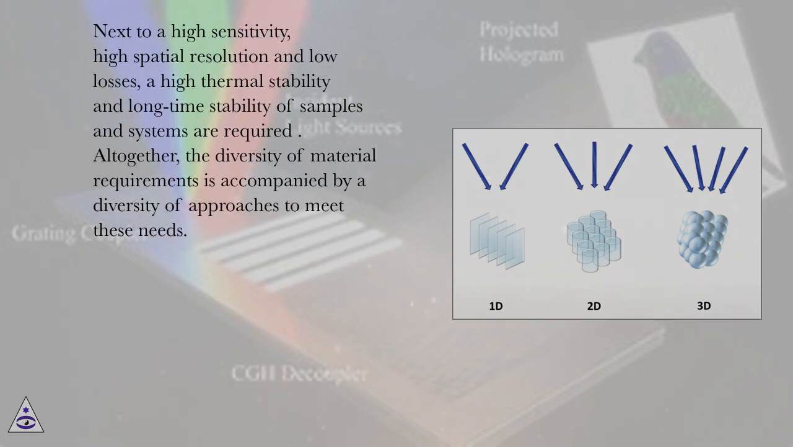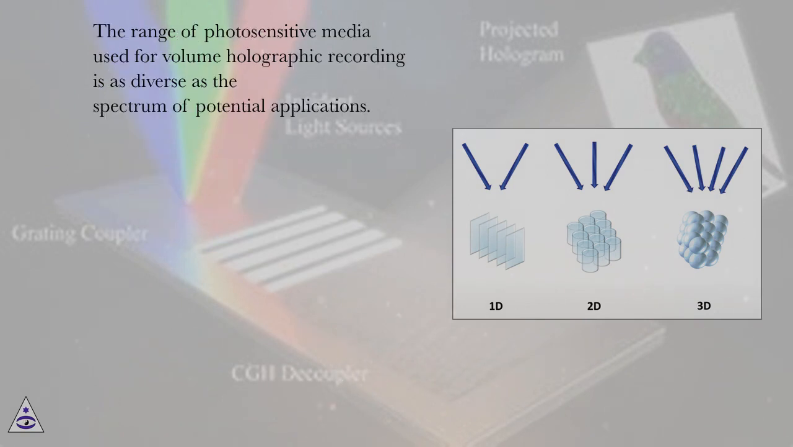Next to a high sensitivity, high spatial resolution and low losses, a high thermal stability and long-time stability of samples and systems are required. Altogether, the diversity of material requirements is accompanied by a diversity of approaches to meet these needs. The range of photosensitive media used for volume holographic recording is as diverse as the spectrum of potential applications.